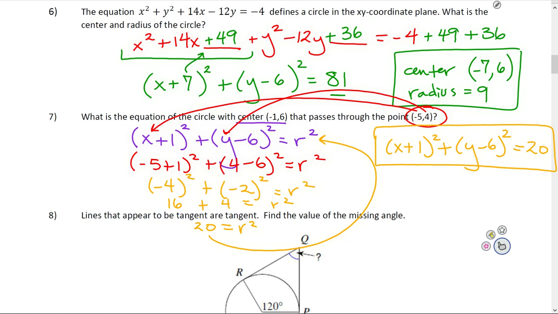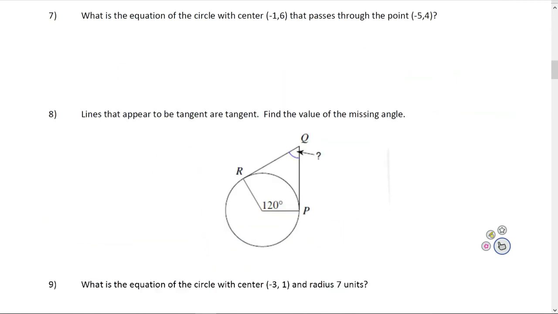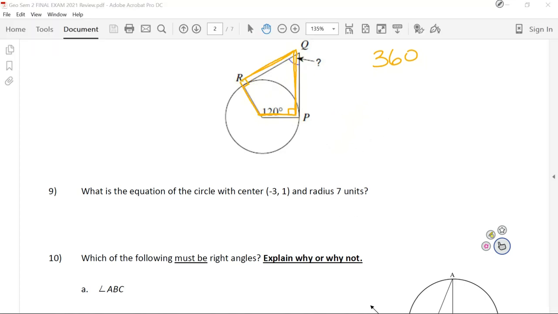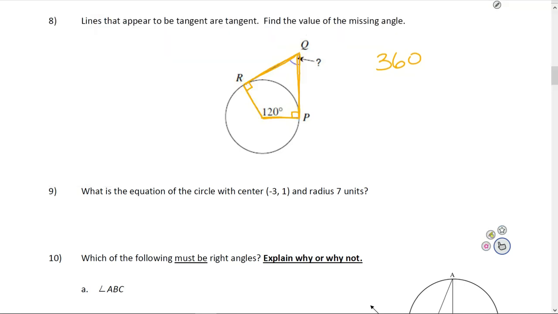Number 8, lines that appear to be tangent are tangent. So that means that this line right here is tangent. And this is a radius, and so this is a right angle. This is also tangent and a radius. This is also a right angle. And this shape right here is a quadrilateral, and we've learned that quadrilaterals have angles that add to be 360 because I could triangulate and get two triangles. Now I don't need that in this problem, but I will get two triangles, so I get 360 degrees.